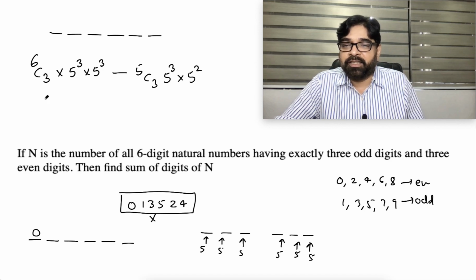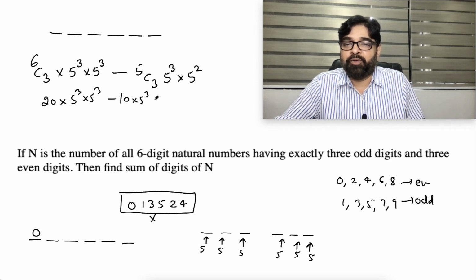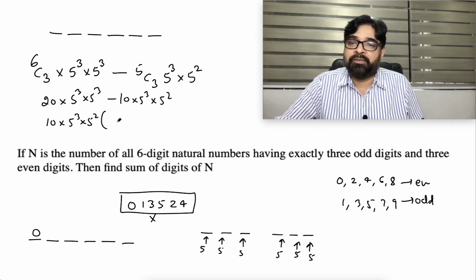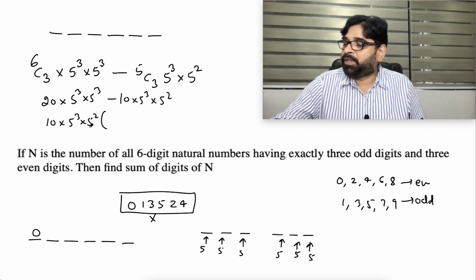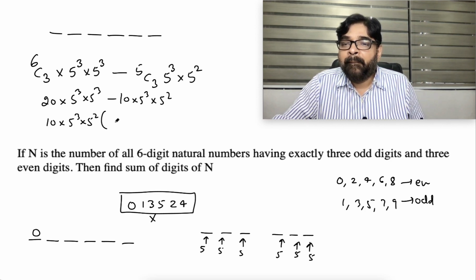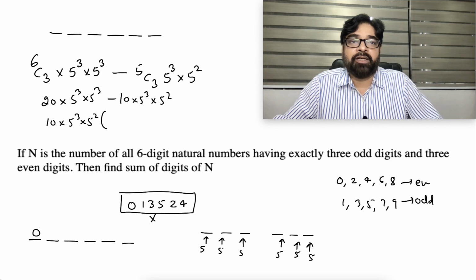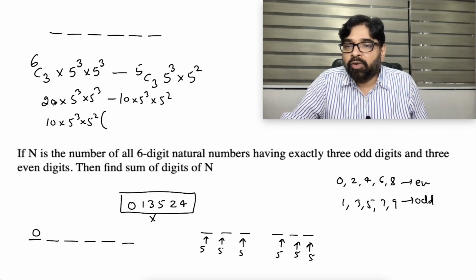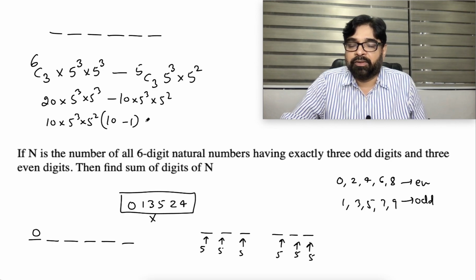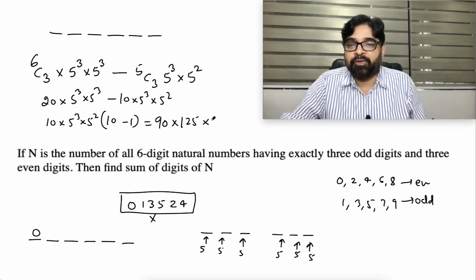So 6C3 is 20, into 5 cube, minus 5C3, which is 10, into 5 cube into 5 square. I will take 10 into 5 cube into 5 square common. So here 2 is left, and 1, so 2 minus 1. Did I do any mistake? 6C3, 5C3, no, I don't think I made a mistake. So the factor is going to be 10 times 9, so 90 into 125. 5 cube is 125, into 5 square which means 25.